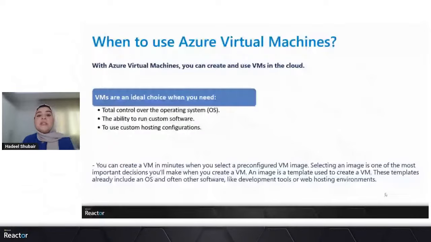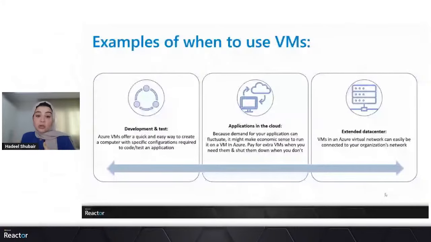So here are some examples or use cases of when to use virtual machines. These are just some examples for you to get a clear idea of when you can use them. When you want to develop and test an application, Azure Virtual Machines offers a very quick and easy way to create a computer with specific configurations that help you run, deploy, and test your application.